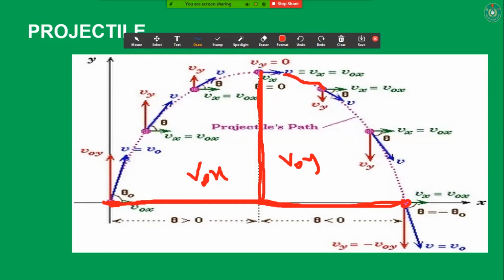Okay, and this portion is called maximum height. The distance covered along the x-axis is defined by x, and the distance covered along the y-axis is defined by y. Okay, let's see.